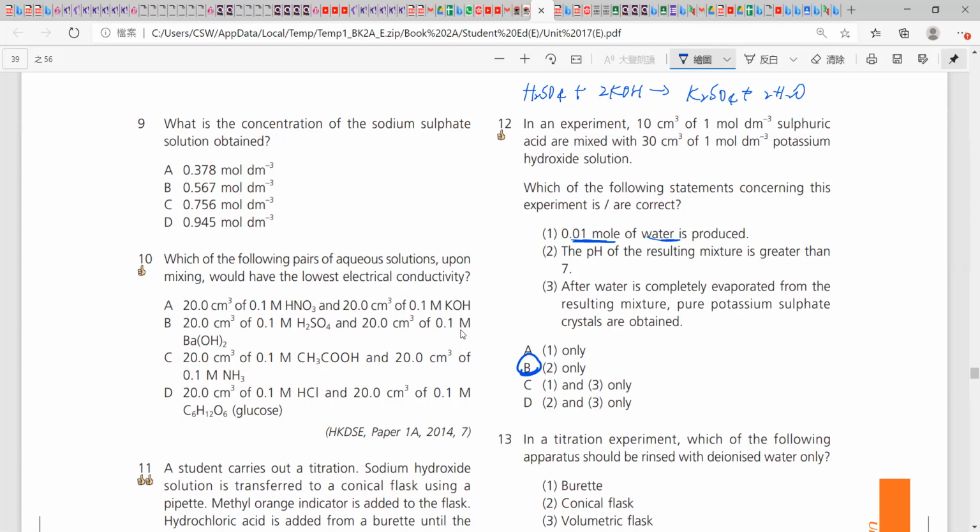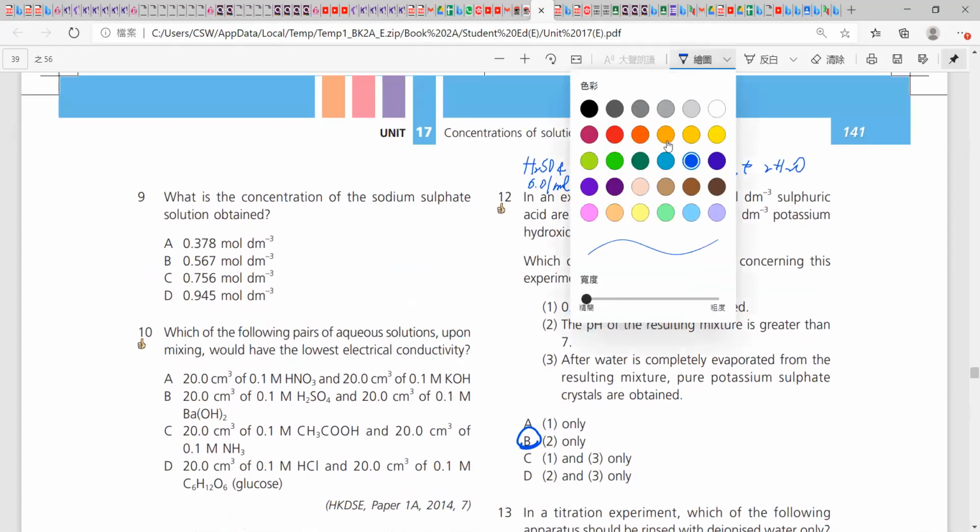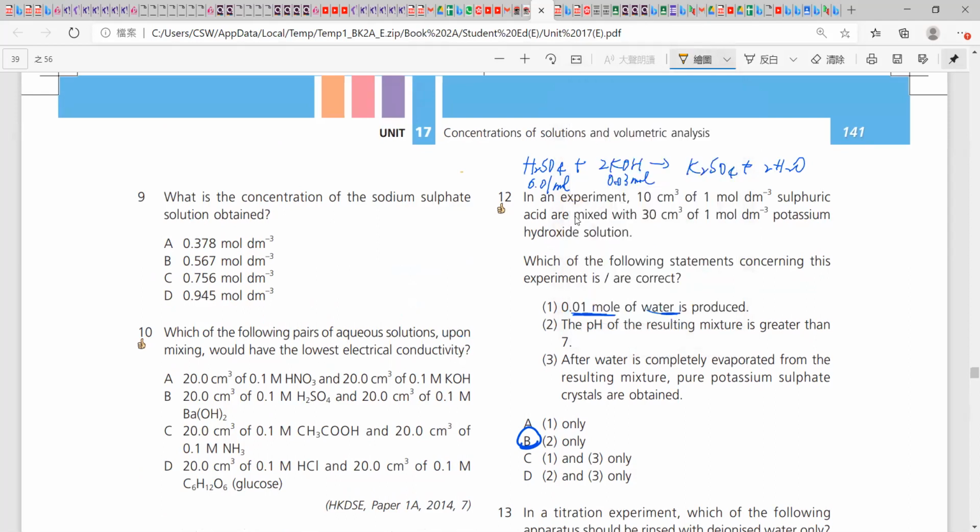KOH 0.03 moles, but the acid is how much? 0.01. So which one is in excess? KOH is in excess, which means that the solution is alkaline. That is point number 1. Point number 2, that data is not reliable, right? Go back to the number of moles of water: 1 to 2 mole ratio. The number of moles of water produced is 0.02.